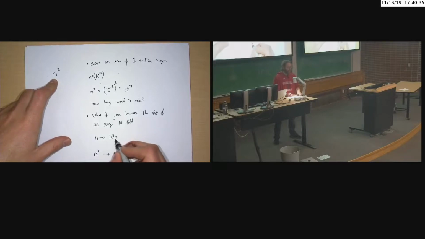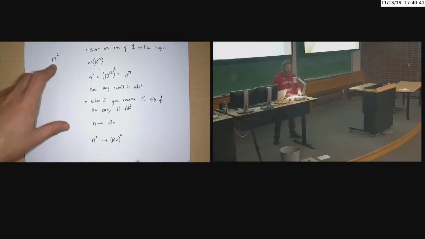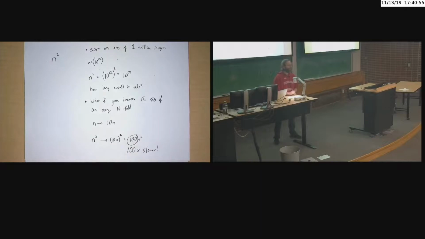Now it's costing you 10n, squared. What is that equal to? 100 n squared. In other words, it's 100 times slower just by going up by a factor of 10. Look at it any other way: if you double the input size, 2 instead of 10 here, then it's 4 times as slow. If it's 100 times as big, it'll be 10,000 times as slow.